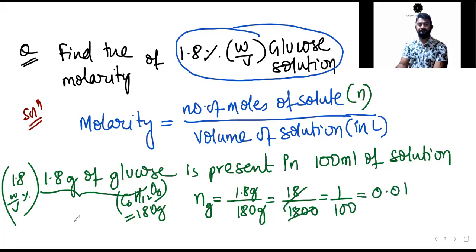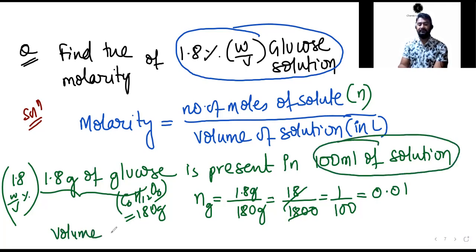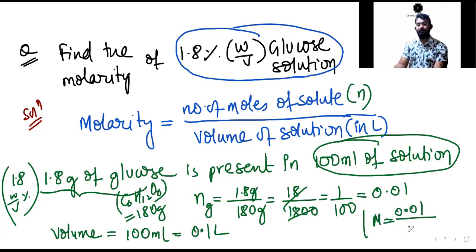What is the volume? So volume is 100 milliliters. See, 100 milliliters of solution. So from here we can find the volume in liters. What is 100 milliliters in liters? Excellent, 0.1 liters. So from here, what is the molarity? That is number of moles by volume. This will give me 0.01 by 0.1, so it will be 0.1. So 0.1 molar is the answer of this question.